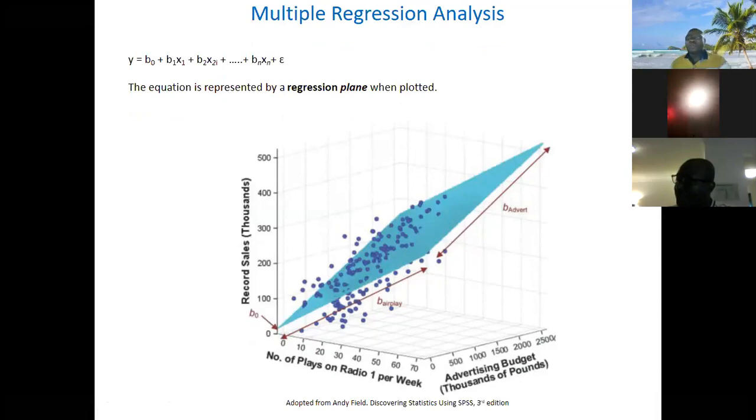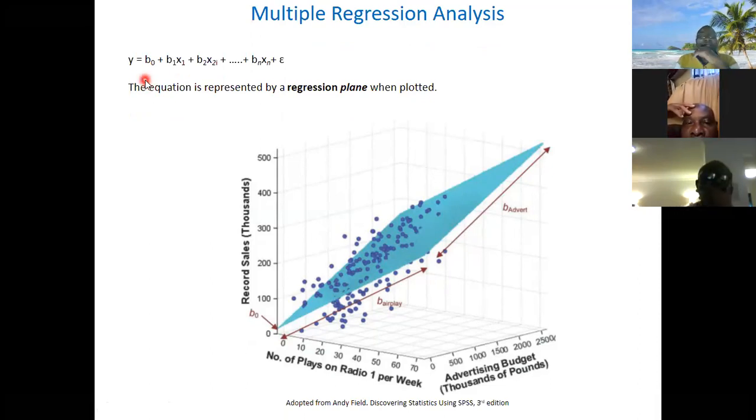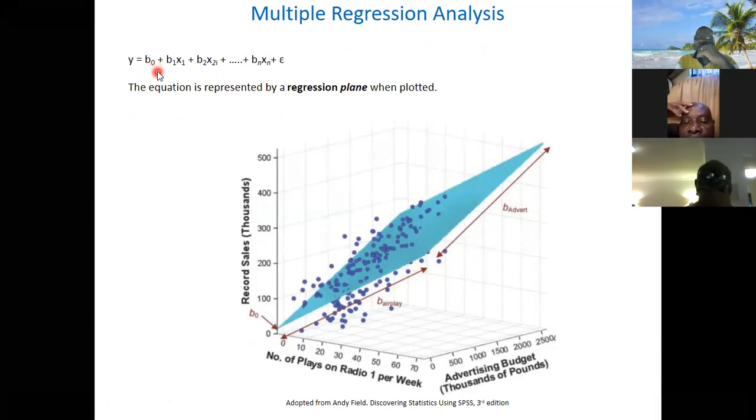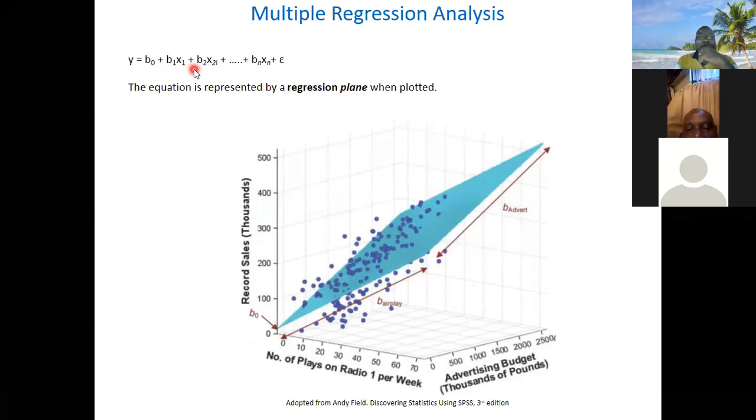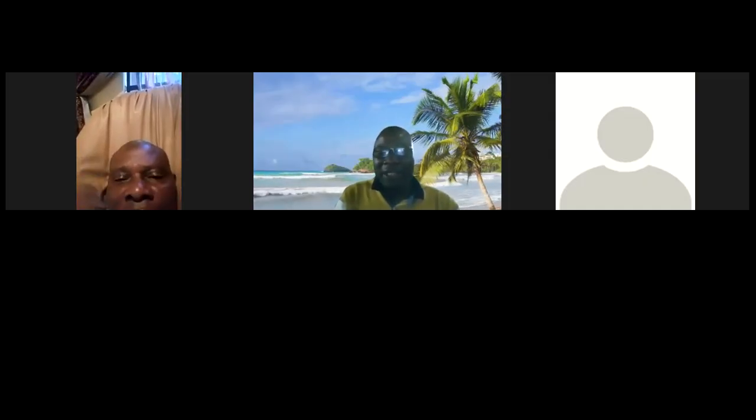So the equation, as we said yesterday, will become something like this: y is equal to b0, where b0 is the constant, plus b1 x1 for the first variable, b2 x2 for the second variable, and as many as possible up to bn xn. That bn xn just signifies as many as possible.